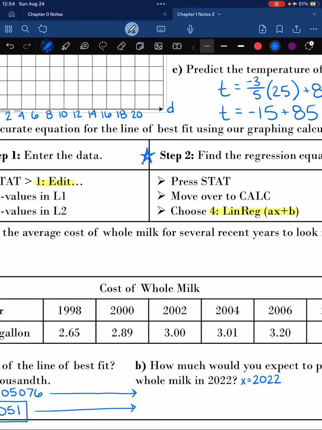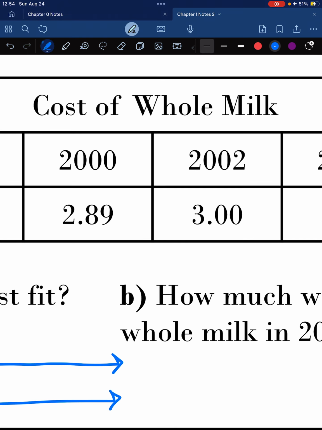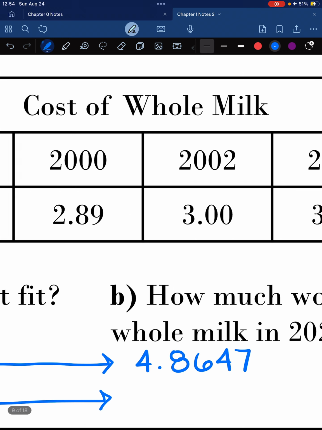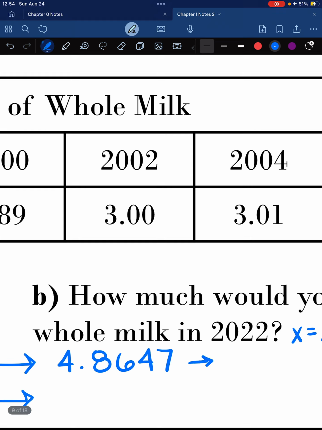Okay, so if I plug 2022 into that top equation, I get a number which doesn't really make sense as an answer, so let's go ahead and change that to $4.86.